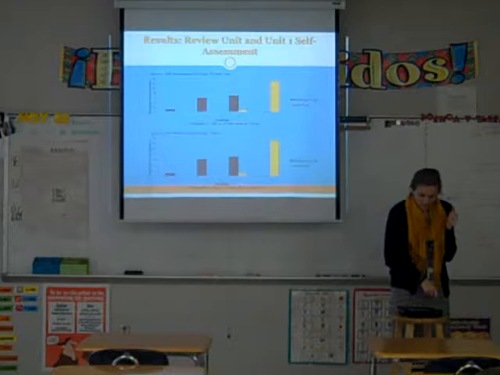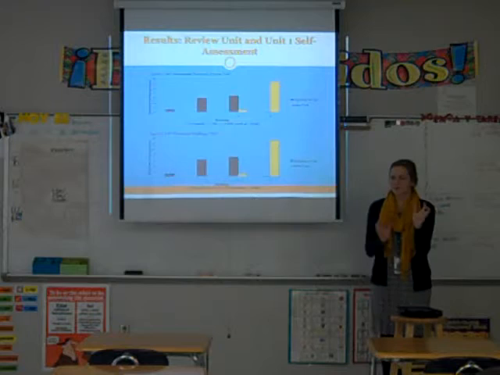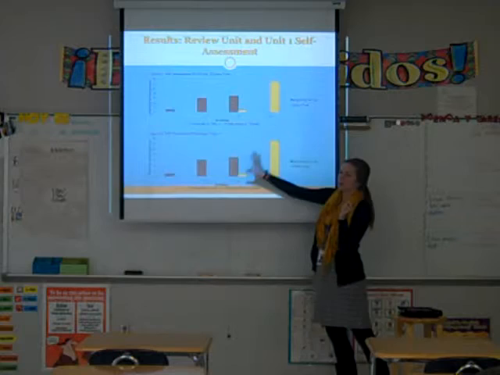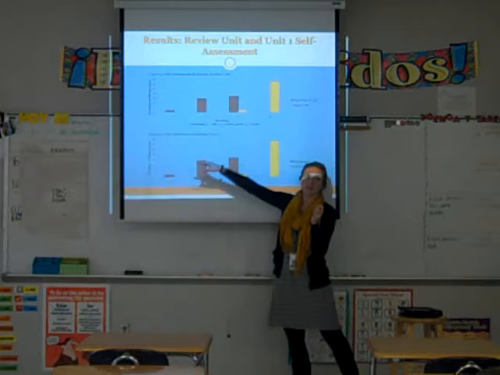These are the charts for the self-assessments, which was kind of difficult making these. But the brown for both of them, so this is the review unit and this is unit 1, are the only charts I put up here. The brown is how the students rank themselves at the beginning of the unit, and then the yellow is how they rank themselves at the end.